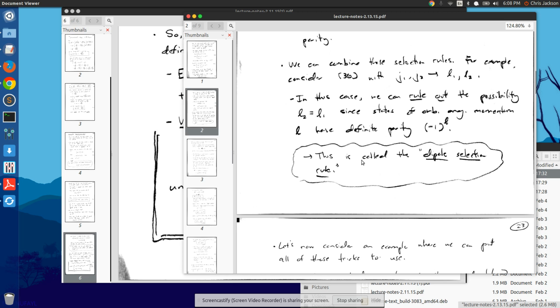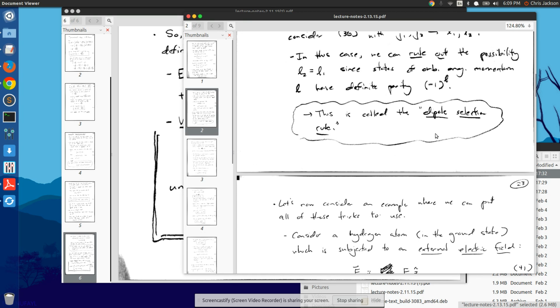So we'll consider an example where, instead of working with generalized angular momentum, we're working with orbital angular momentum. So our quantum numbers are now L and M. We can rule out the possibility of L2 equals L1, and that's because states of orbital angular momentum have definite parity. So L1 would have an angular momentum like this, and L2, because it differs by one, is equal to L1 plus 1. So it's going to flip the sign, so they have opposite parity.